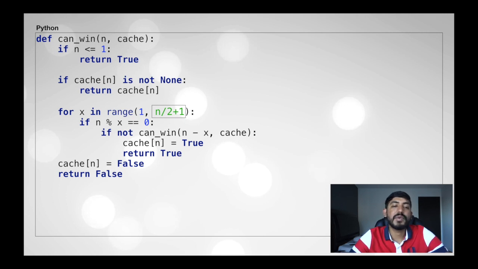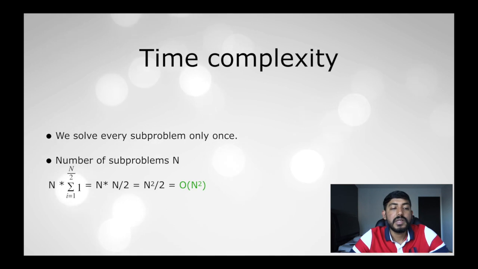So what is the time complexity of this solution? Here we are solving every subproblem only once. The way we calculate the number of subproblems is by evaluating the for loop. The number of subproblems is n, and to calculate each of the subproblems, we are using a for loop which goes from 1 to n by 2. If you apply that, what you will get is n into n divided by 2, which is equal to n squared divided by 2.